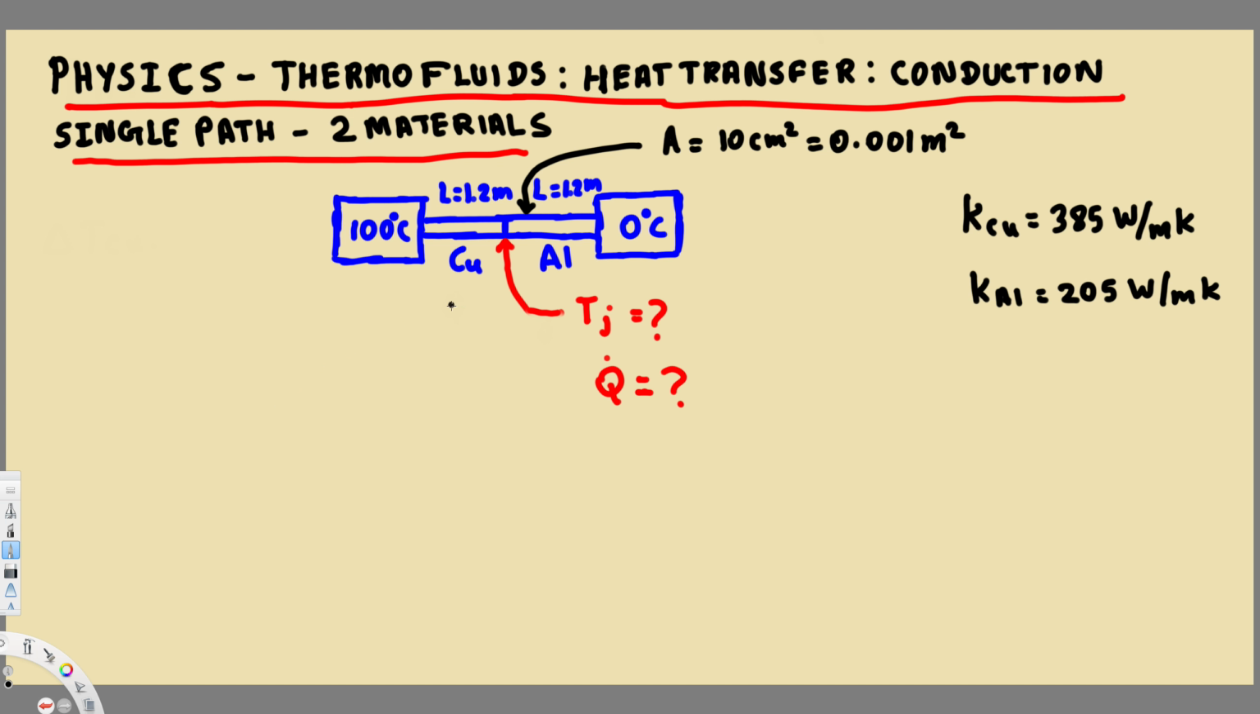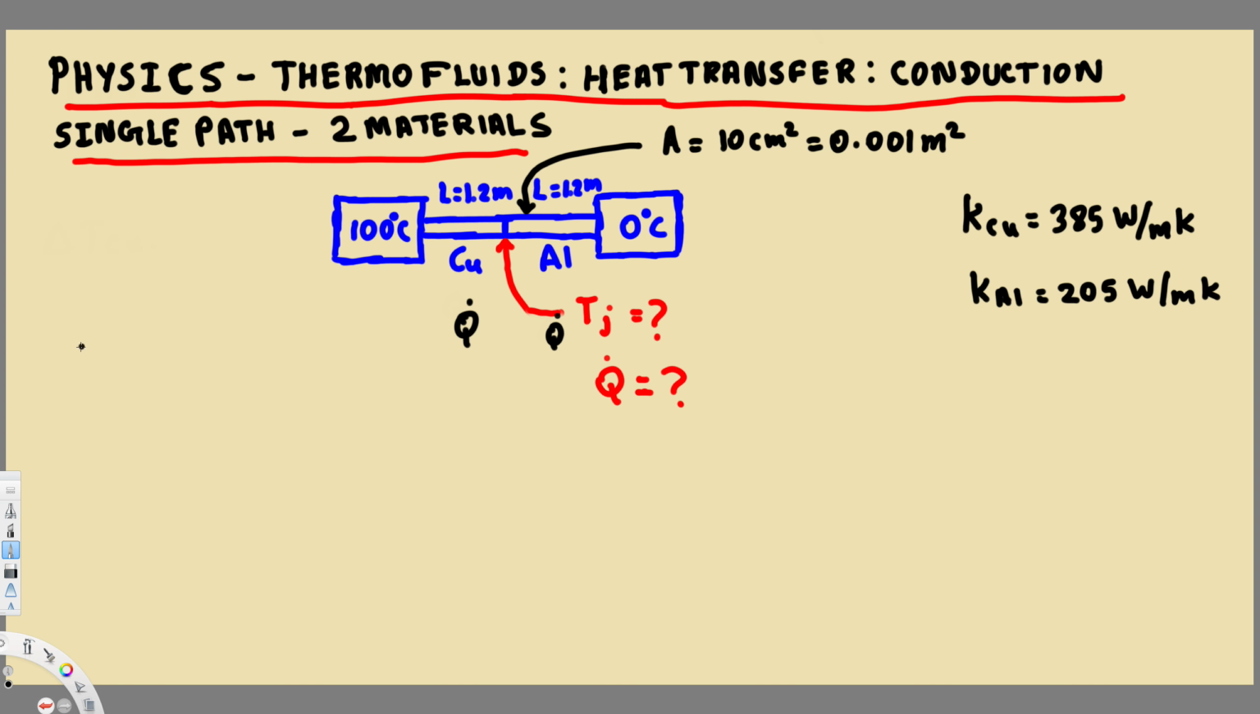So first of all, we have to realize that heat transfer rate in series. Whenever we have one single path, the Q dot is going to be equal everywhere. So Q dot right here is going to be Q dot right here, right? So how is this useful for us? If these Q dots are equal, we can equate them.